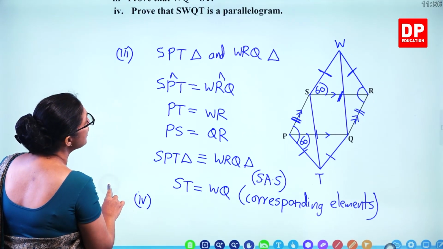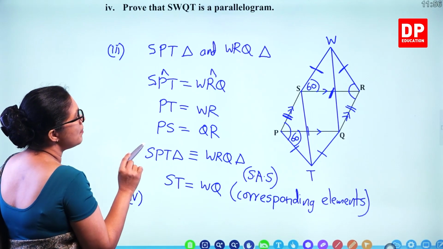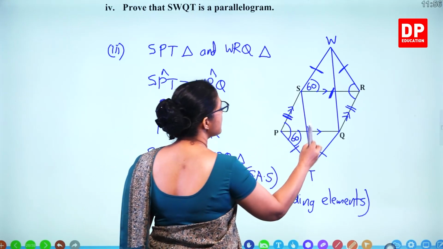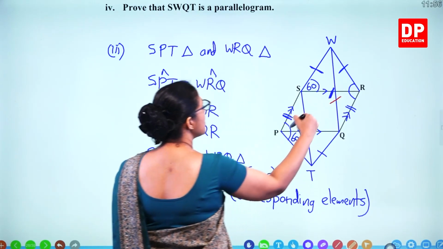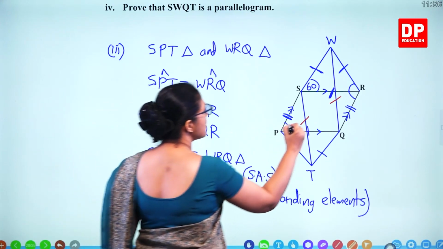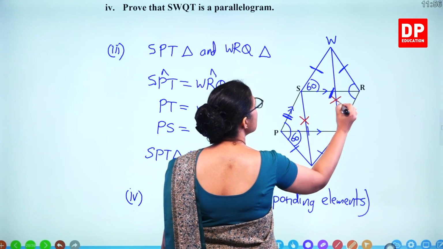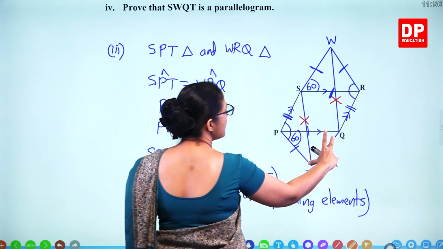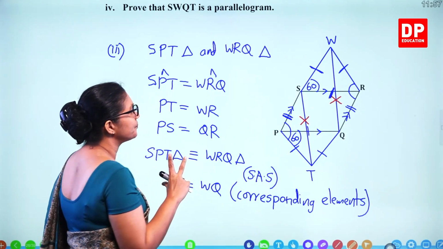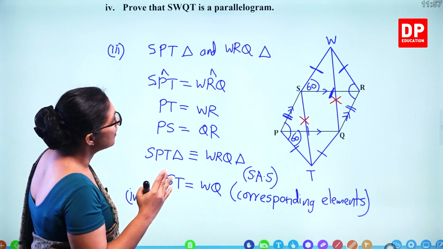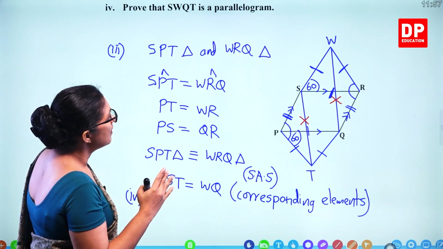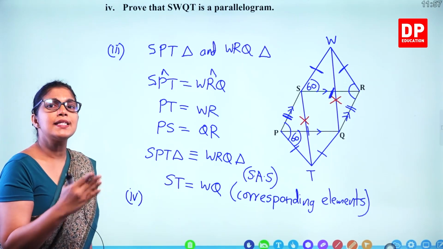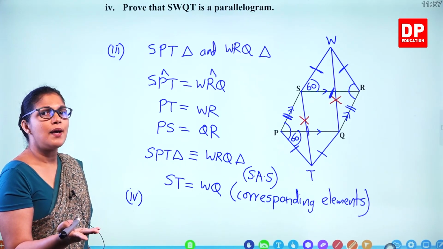Prove that SWQT is a parallelogram. Here we found ST is equal to this one. Opposite sides are equal there. So I'll put another mark. This length is equal to this one. We proved that. And we already know this one is equal to this one. And what else? So that's enough to say this is a parallelogram. Opposite sides are equal, so it's a parallelogram.